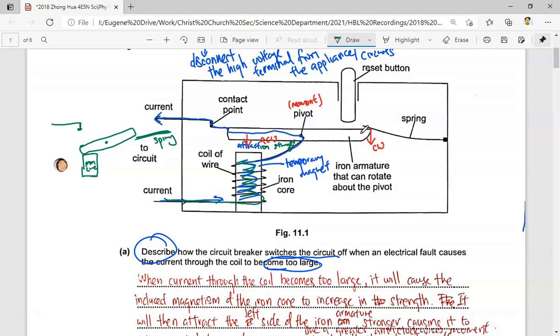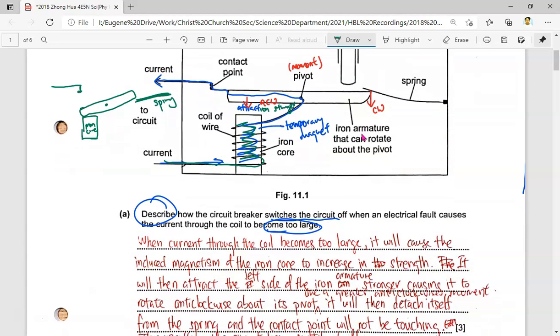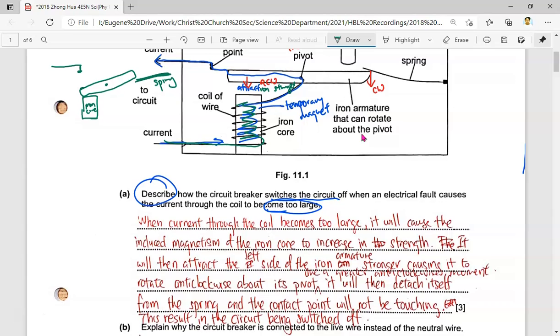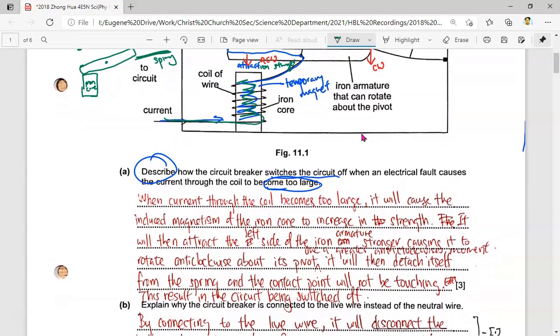To tackle this question, you need to first be able to imagine what really happens. Now I've described what happens normally. I've also described what happens when the current becomes too large. This is the kind of image that I need you to know. And with these two ideas, it's time to run through the answer to the question.